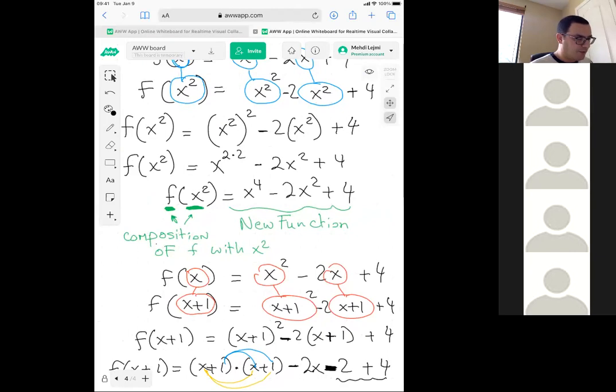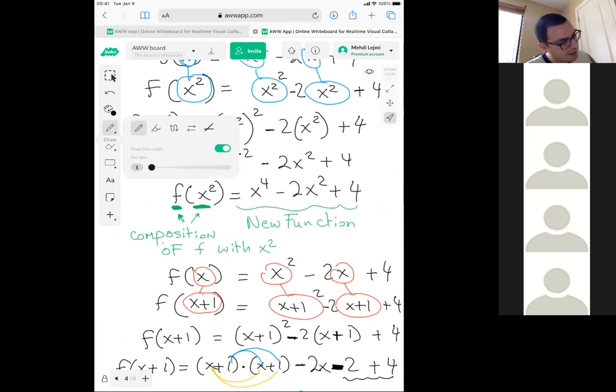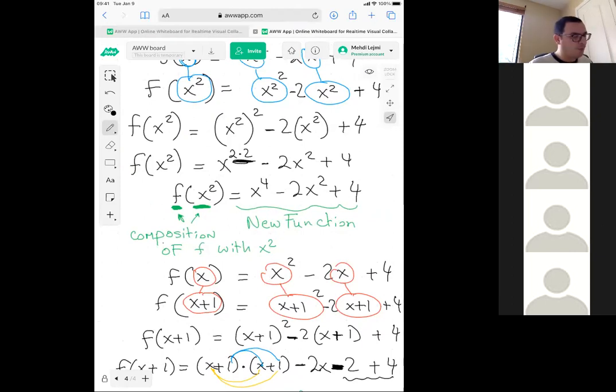I mean, x to the power 4 minus 2x squared plus 4. There's nothing to simplify here. All I have to do is multiply the powers right here. 2 times 2, x to the fourth power. But otherwise, yeah, there is no real simplification here for the first example.